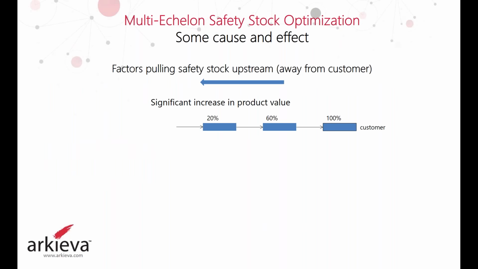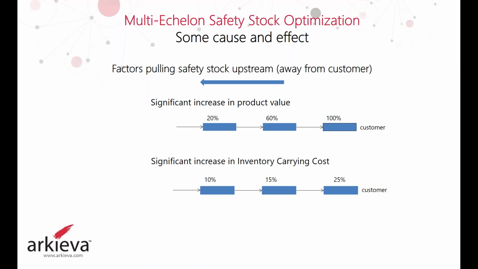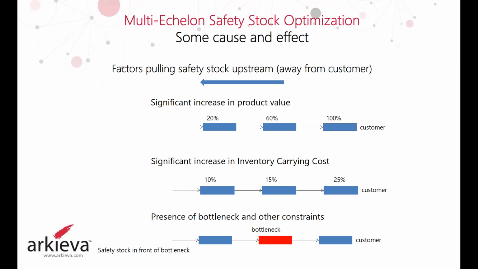So let's look at a few examples. If your product, for example, becomes very expensive, the product value goes up significantly as it gets closer and closer to the customer, well, that will then provide a signal to your supply chain to keep the product inventory further upstream, further away from the customer. Likewise, if your demand happens to be all in North America, and inventory carrying cost here is way more than inventory carrying cost, let's say somewhere else, then again, the signal from your supply chain might be to keep the inventory away from the customer as much as possible.